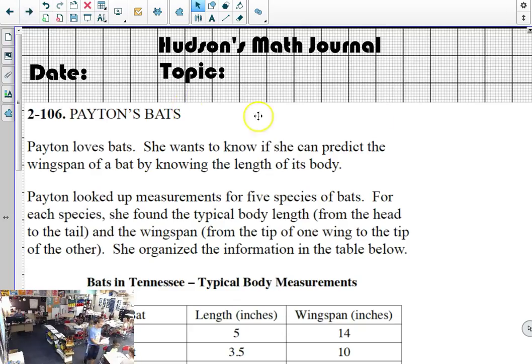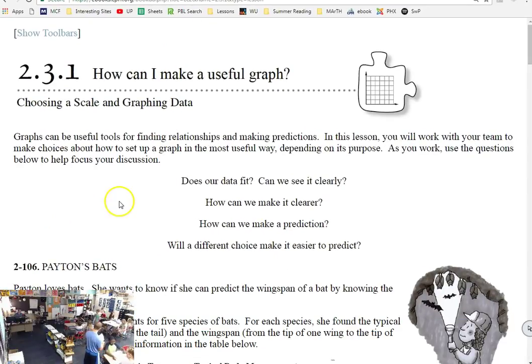So as you're getting your textbook out, I'm going to set you up for today. In 231, our intro talks about graphs being useful tools for finding relationships and making predictions. In this lesson, we're going to work with our team to make choices about how to set up a graph in the most useful way. Again, making your life easy. We want the most useful way to build the graph.